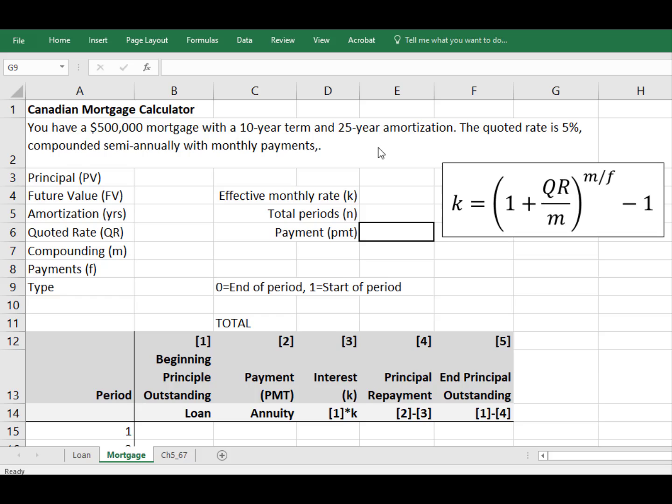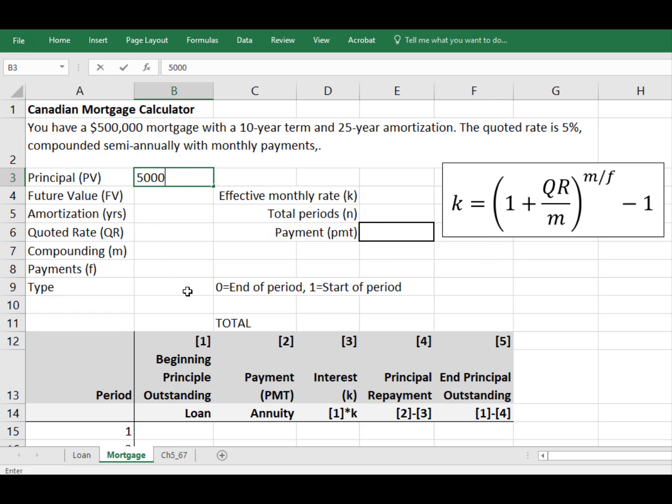In Canada, we use this distinction between term and amortization period, where 25 years is how long it will take to completely repay the mortgage, and 10 years is how long you will have fixed the terms initially. So at the end of 10 years, you will have to renegotiate and set a new interest rate. Let's put in our values here in the table that I've created.